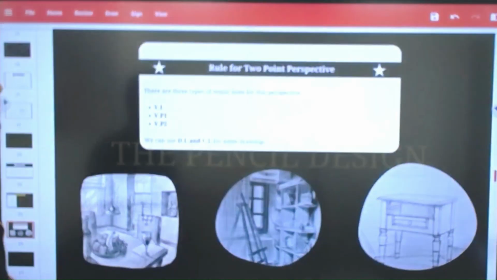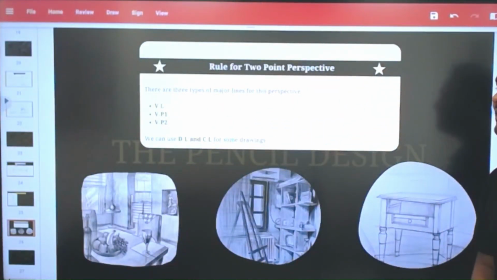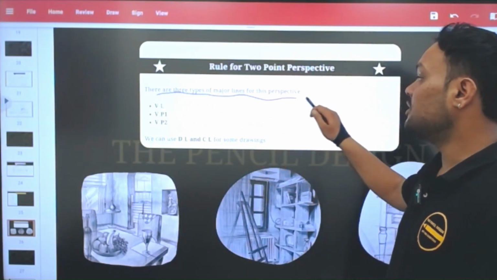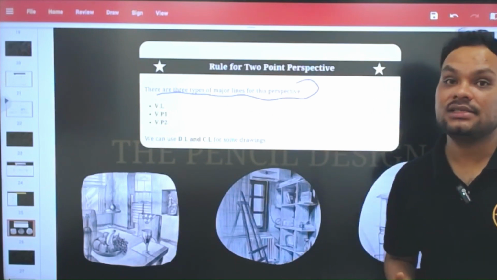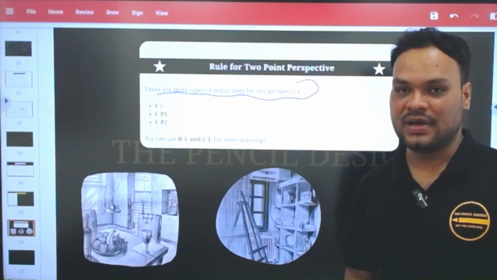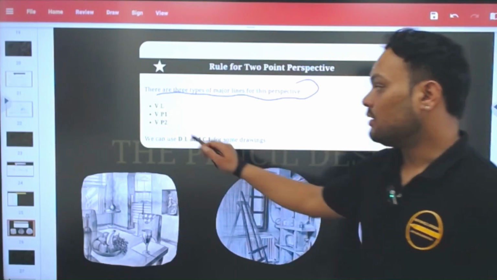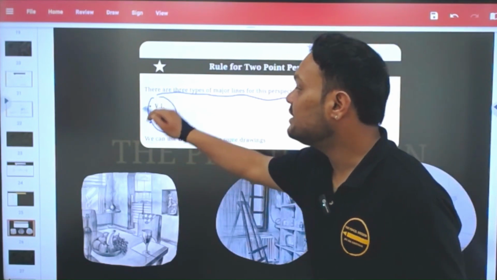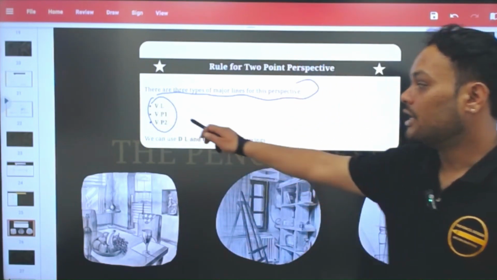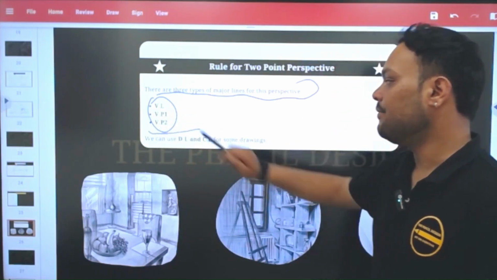So let's discuss the most important thing about 2-point perspective. That is there are 3 type of major lines for this perspective, which means you guys can use curved lines, diagonal lines as well. That's fine. That is your choice if you know. But using these 3 lines is very, very important for your perspectives. Vertical line, vanishing point 1 line, as well as the vanishing point 2 line.